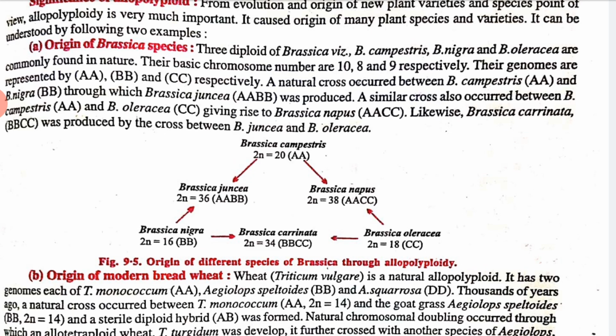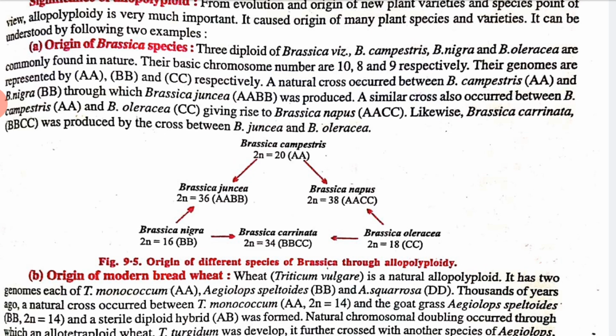A similar cross also occurred between B. campestris, that is AA, and B. oleracea, CC, giving rise to Brassica napus, that is AACC. Likewise, in this way they will produce the next species.